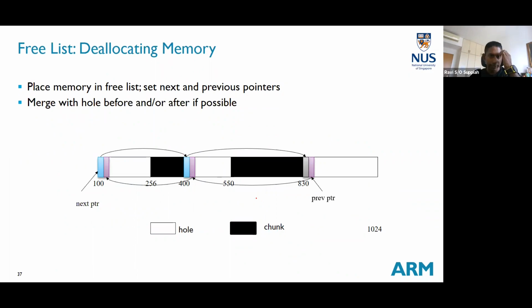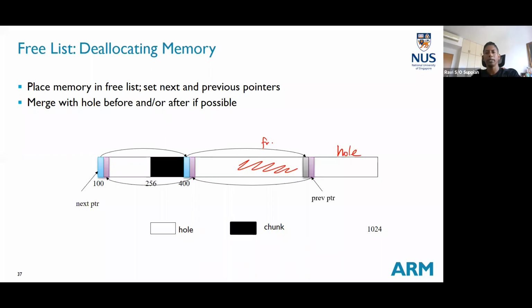Now, let's look at this example of deallocating memory. In this case, I have previous pointers and next pointers built in. At the same time, I have some holes and I have some chunks. Now, what if I do a free? So this current chunk of memory here that is occupied, if I do a free.